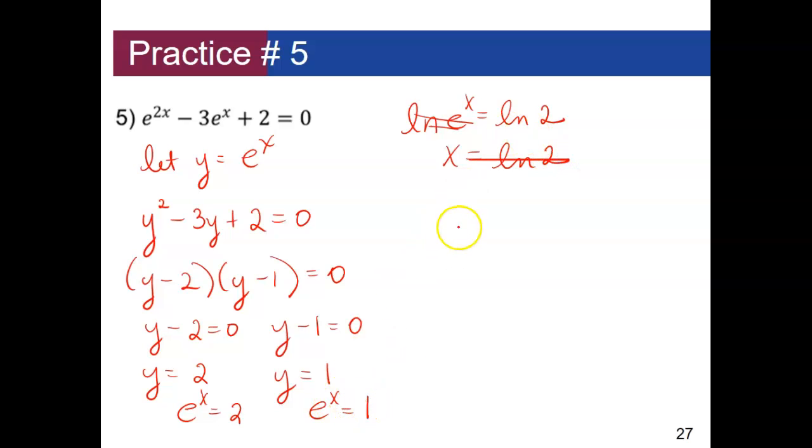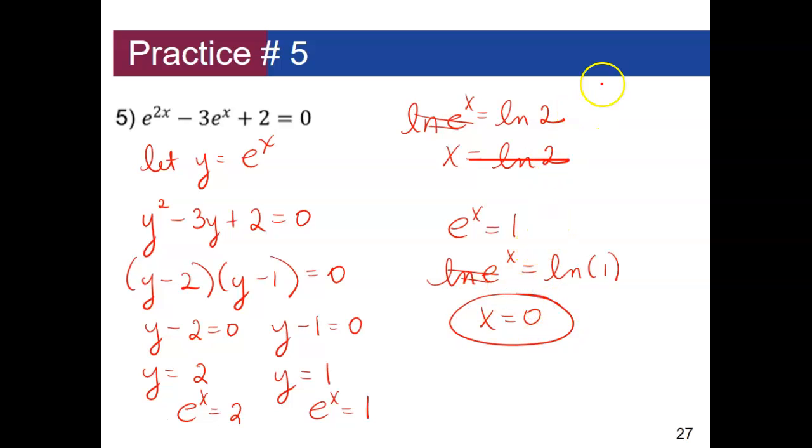The other one here, I'm going to have e to the x equals 1. So I'll do the natural log of e to the x equals the natural log of 1. We know that the natural log of 1 is 0. So we end up with the natural log of 2 as one of our answers and x equals 0 as the other answer for us.